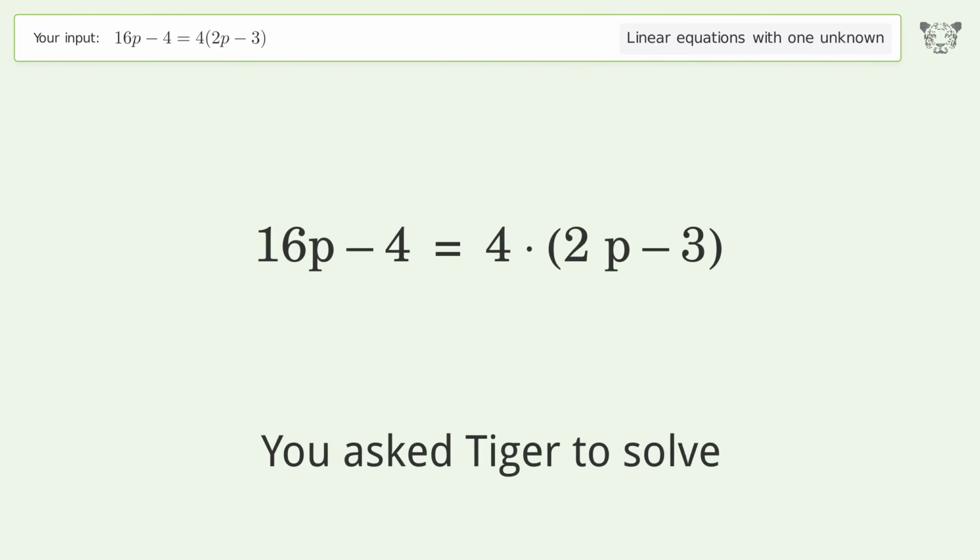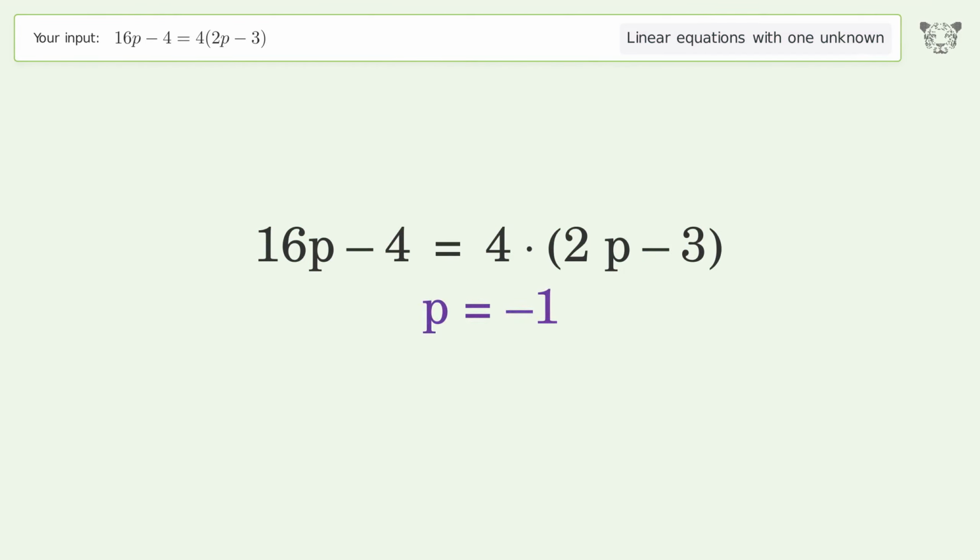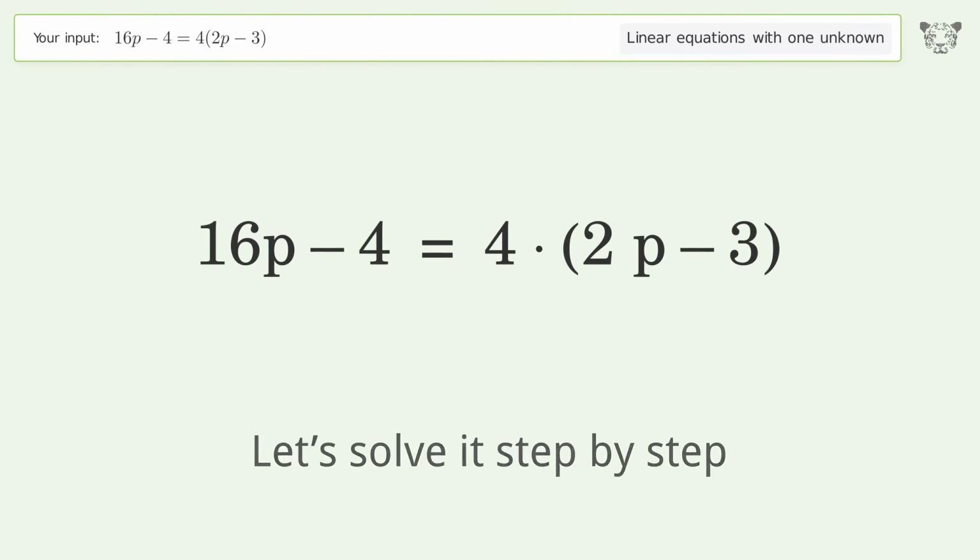You ask Tiger to solve this. This deals with linear equations with one unknown. The final result is p equals -1. Let's solve it step by step.